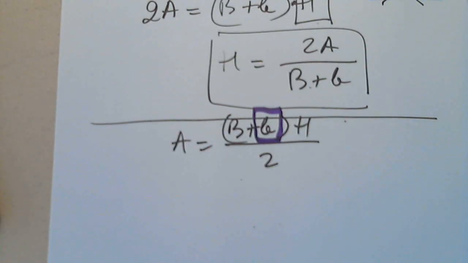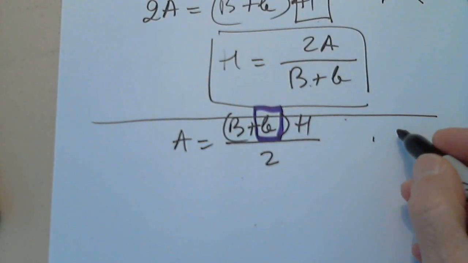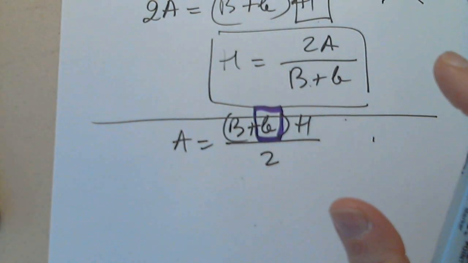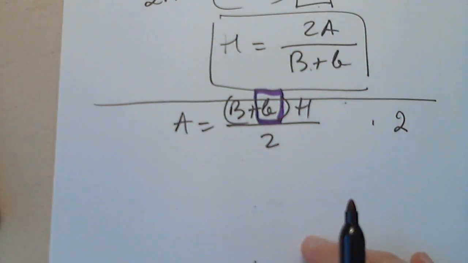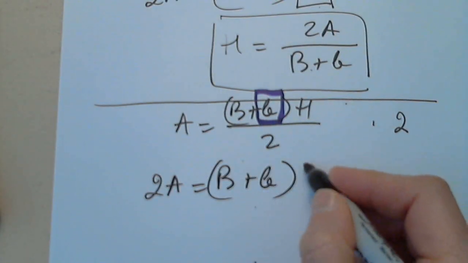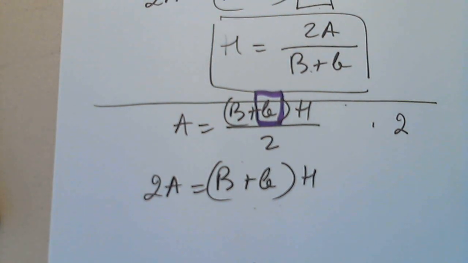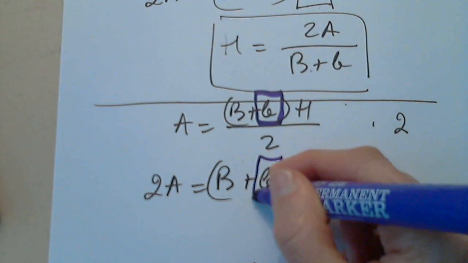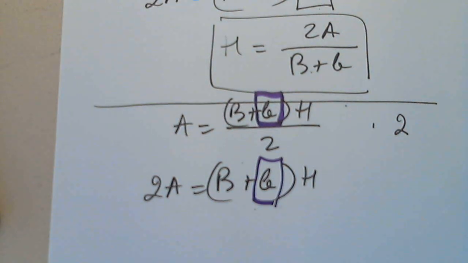Two a divided by... of course. B. No, H? Not yet. So first we eliminate the fractions. 2a equals b plus b times h. Good. Remember, we are solving for lowercase b. What do I need to get rid of now?